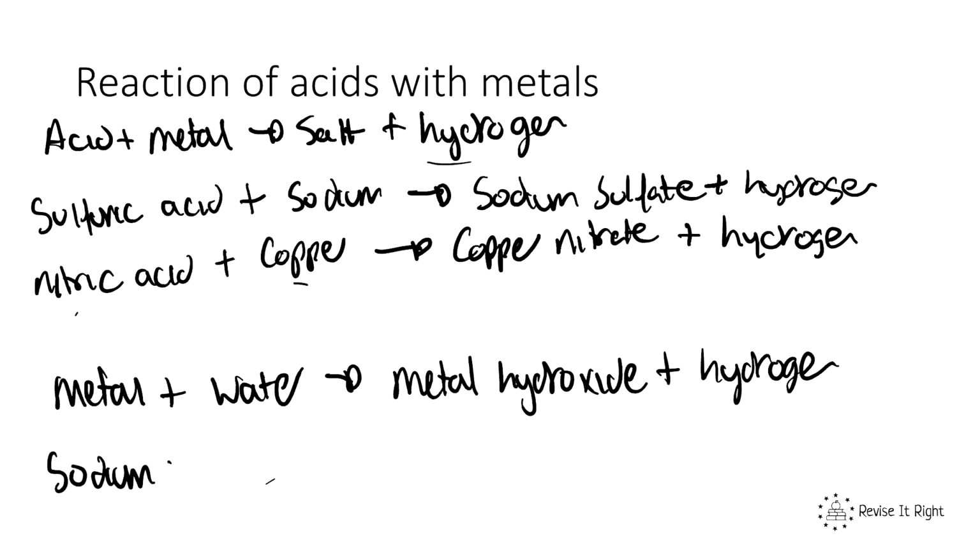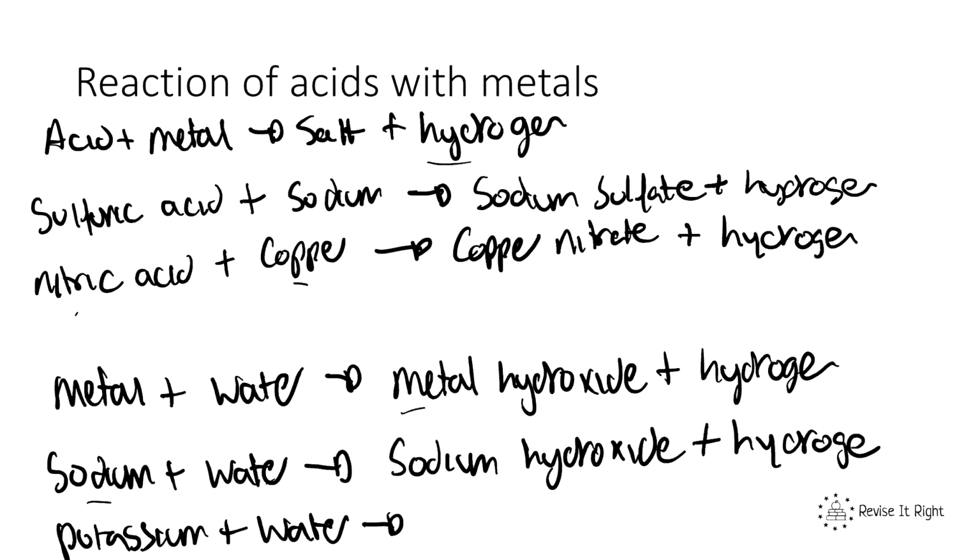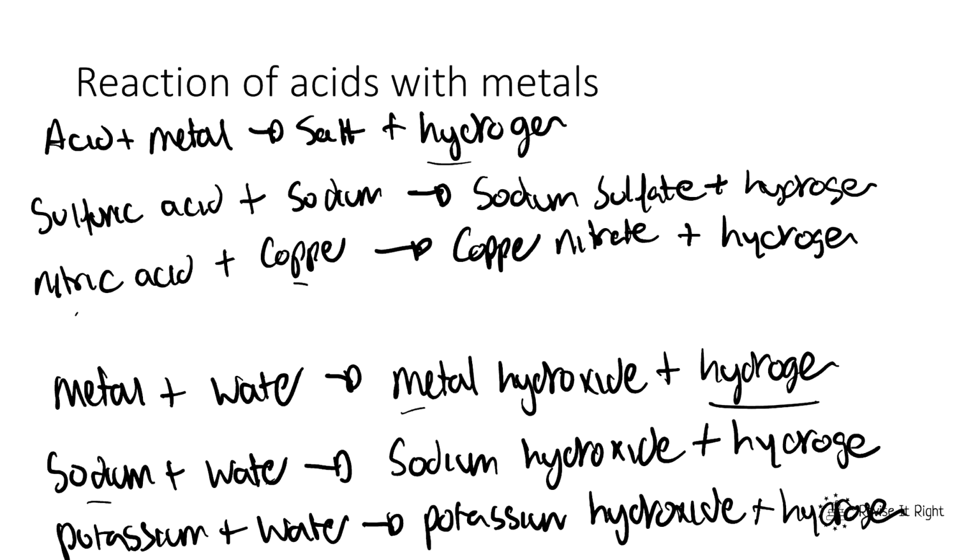Sodium plus water produces what? Well, the metal hydroxide, so we take the metal name from the metal, so sodium hydroxide. And we know it produces hydrogen, so plus hydrogen. We'll do one more quickly. Potassium plus water produces what? We know it's a metal hydroxide and it's potassium, so it'll be potassium hydroxide, and again, plus hydrogen. So we need to remember that an acid and a metal will make a salt plus hydrogen, and a metal plus water makes a metal hydroxide plus hydrogen.